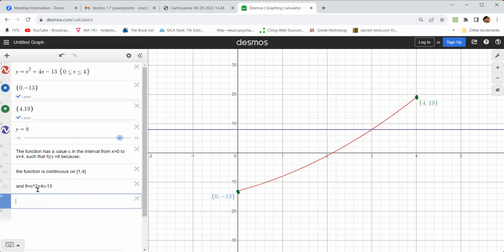However you choose to do it, it's a quadratic equation in C. You're going to solve for C. So what she did was she decided to make one side of the equation 0, didn't she? Right. So let's subtract 8 from both sides. What do you get? C squared plus 4C minus, is that 21? Yeah, that's where your 21 came from.